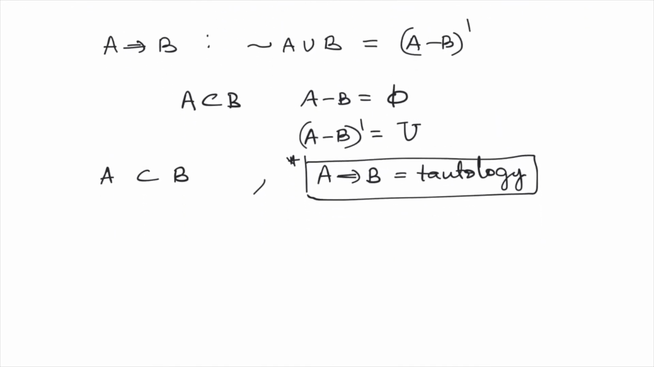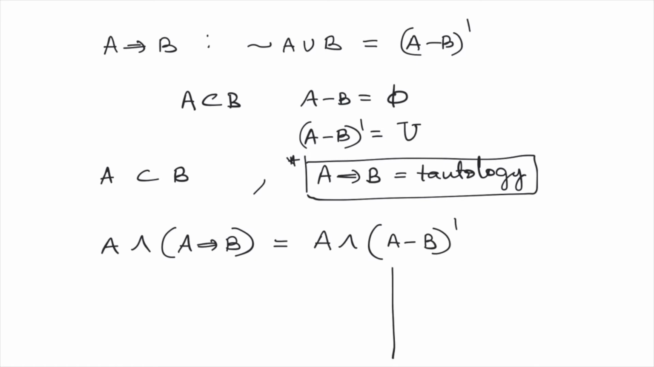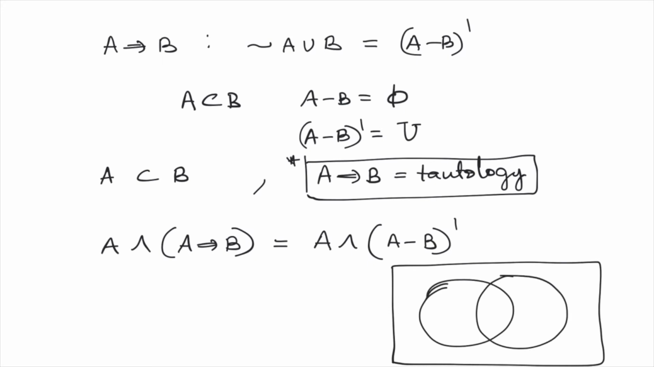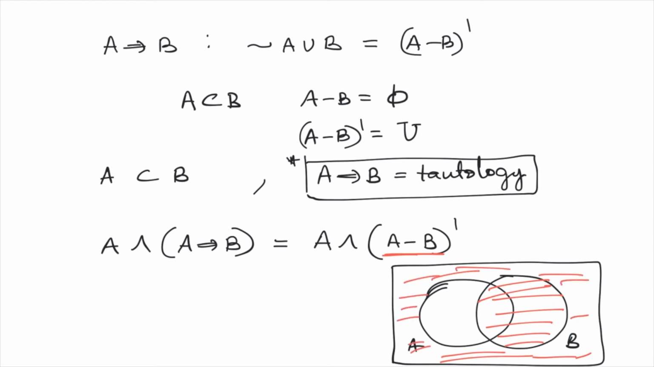Now, you also know that this expression A and A implies B will be A and A minus B the whole complement. So if you draw a Venn diagram, this is going to be A, this is going to be B, and your A minus B whole complement is going to be this area, this part. Now you take intersection with A, so this is your A. Okay, so this is our required region.